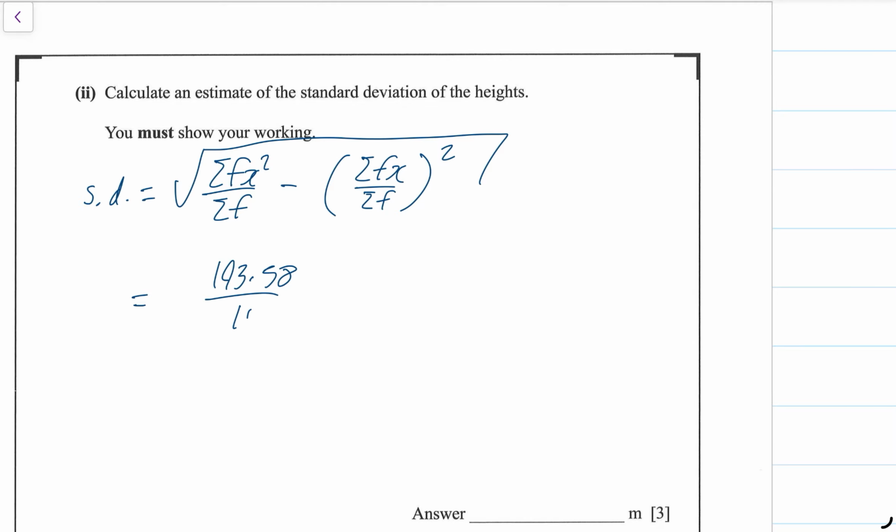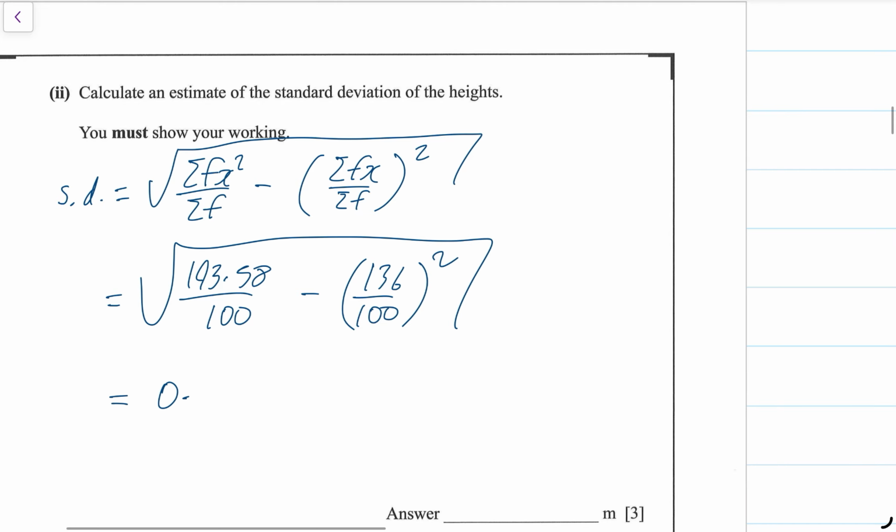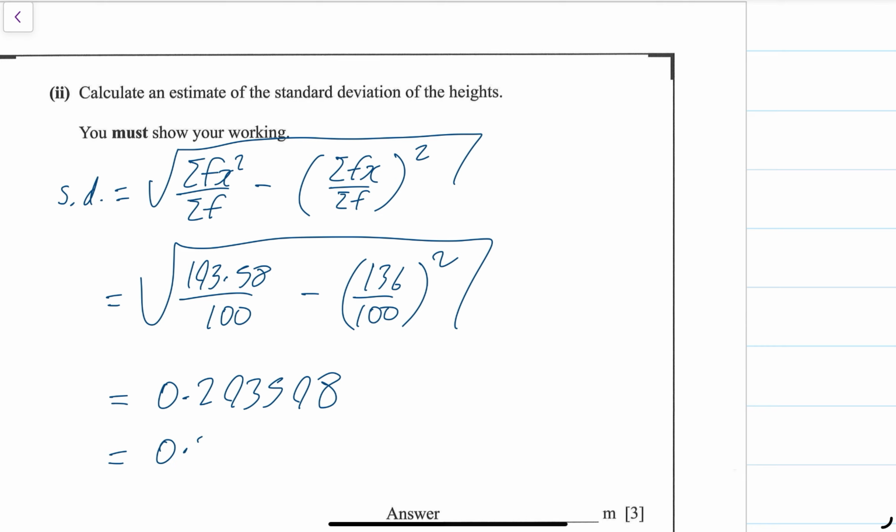And then 193.58 over 100 minus 136 over 100. That bit is squared. And the square root of all that, I got 0.293598. And I forgot to say this at the start. If you look back at the front of the exam paper, it said give your answers to 2 decimal places where appropriate. So 0.29 is what we're looking for.